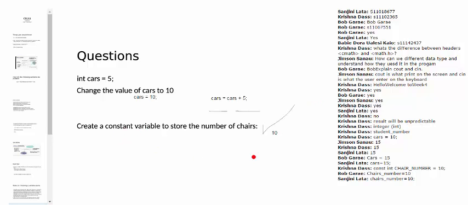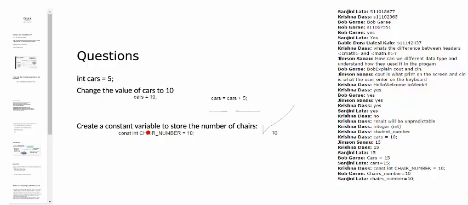So first of all, we need to use the constant keyword, which is const, right? Then the data type to store the number of chairs. The number of chairs will be a whole number, so int, right? Then a descriptive name. For all questions, use the name in capitals. So, CHAIR_NUMBER equals 10. Good job to Mr. Krishna for getting it right.